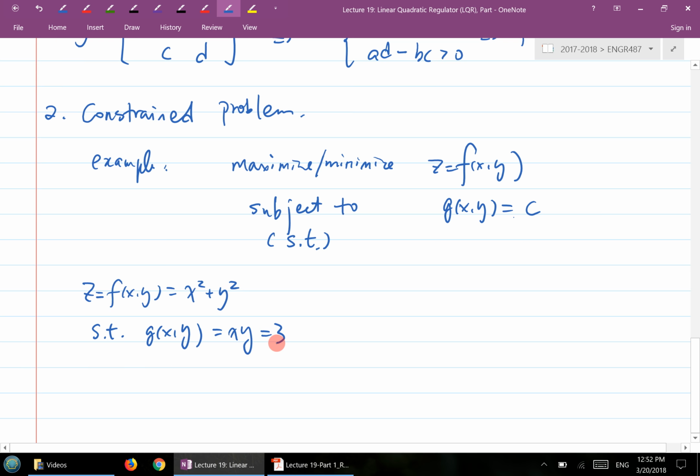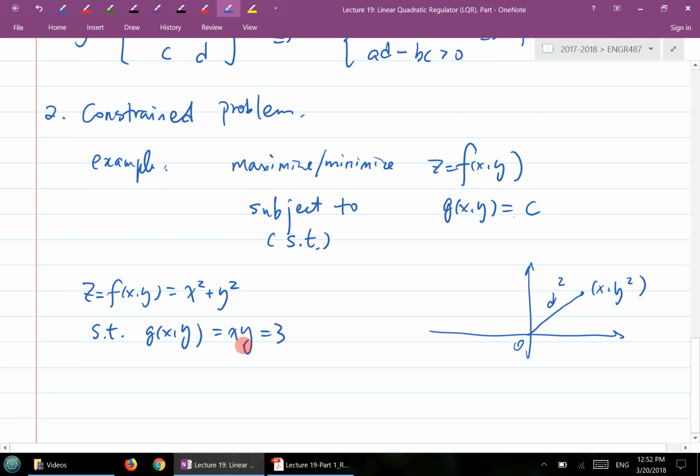Good? Right? That's one simple example right here. You can try to understand this one as this. Basically, if you look at x squared plus y squared, you can understand this is essentially the distance squared from any point to the origin. So this is basically distance squared to the origin, right?